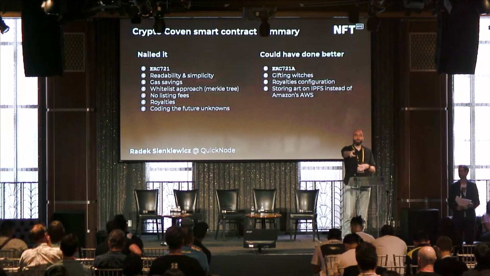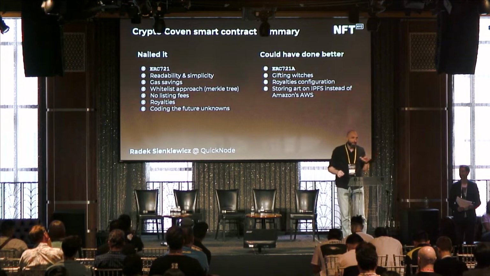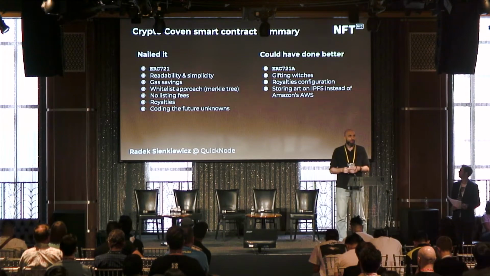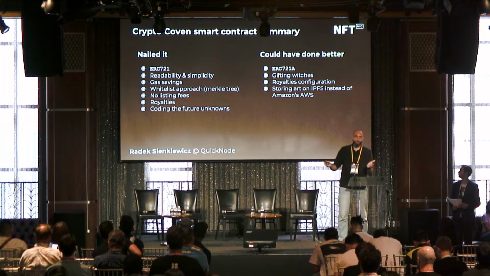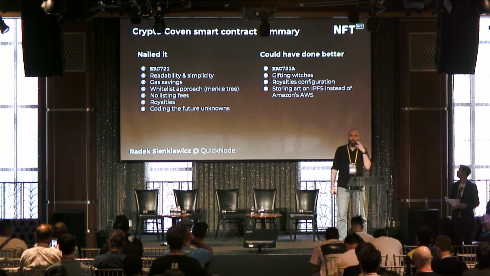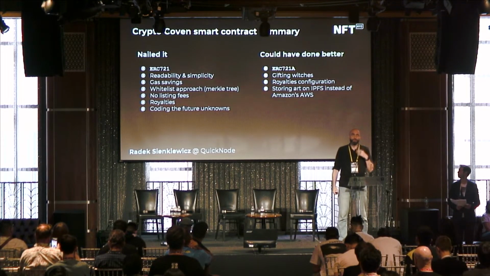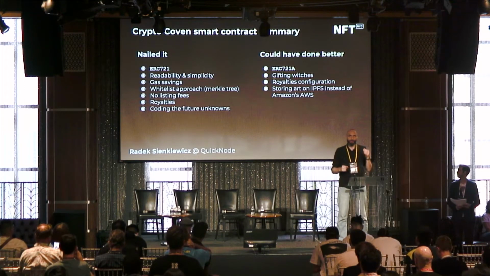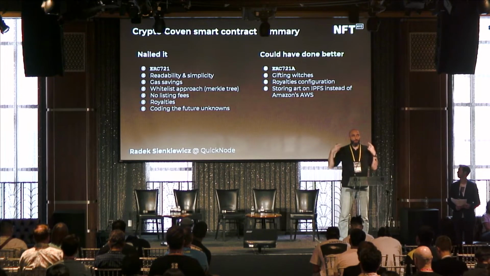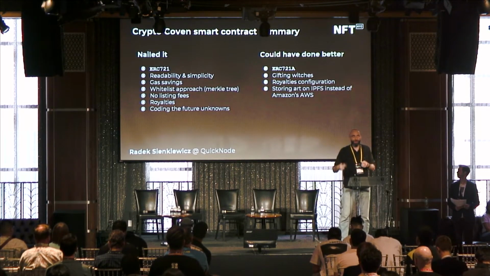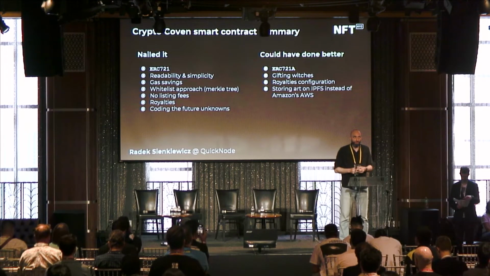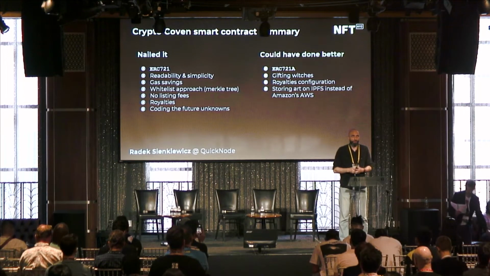And going quickly through, just summarizing it here now, what they did well: they went with ERC 721, which was an improvement over what was done at that point in time. It was like a year and a half ago. They went for readability, simplicity, gas savings, no listing fees, and also coding for the future unknowns and thinking ahead about what might happen and coding for that. Because for smart contracts, you cannot change what's already on the blockchain.